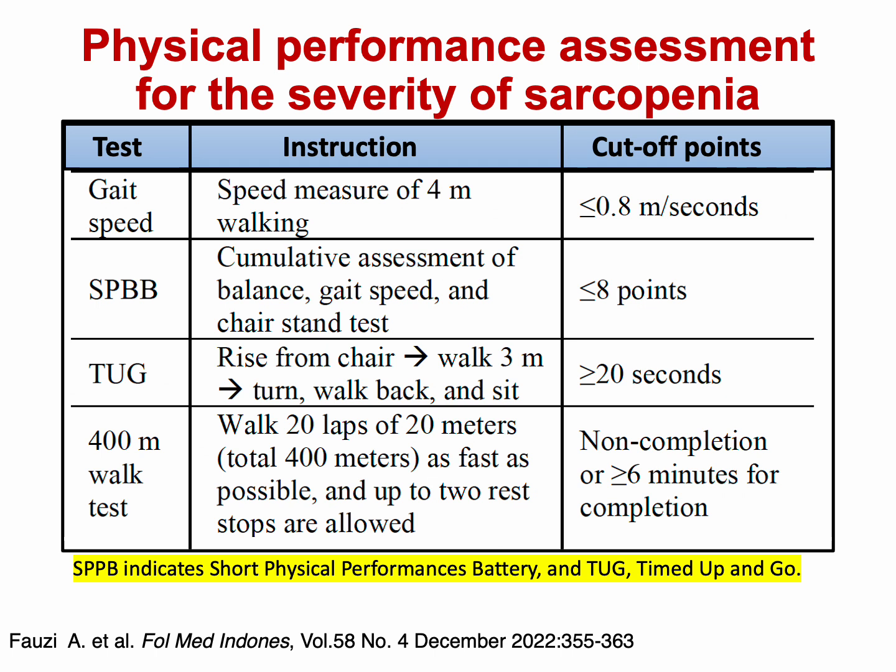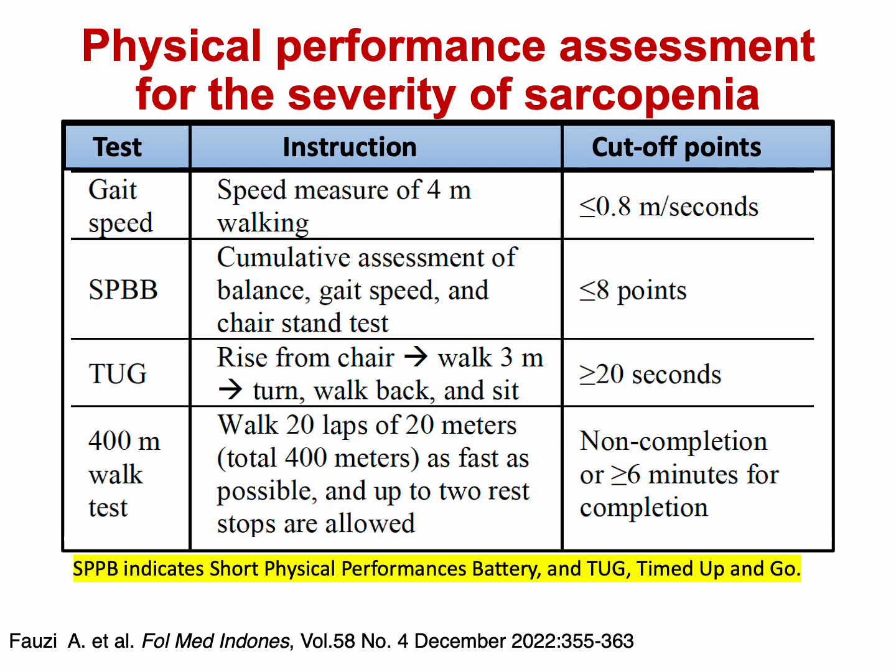Well, these are examples of physical performance assessment for severity of sarcopenia. One is the gait speed, measuring the usual gait speed over a short distance. It is a simple and effective way to assess mobility and functional status. The short physical performance battery, SPPB, itself is a battery of tests, including a balance test, a 4-meter walk test, and a chair stand test, providing a comprehensive assessment of lower extremity function.